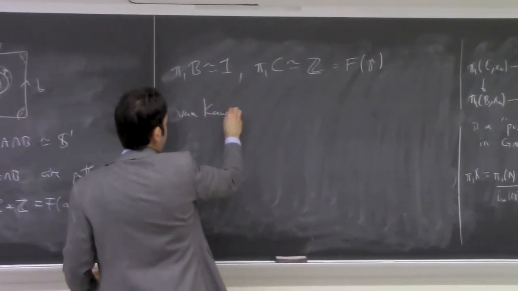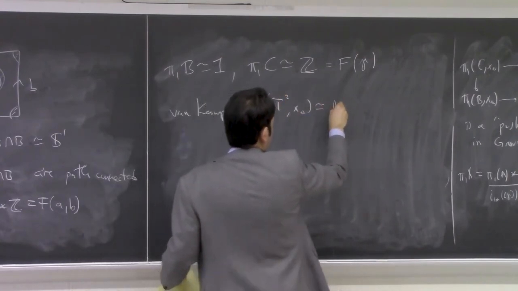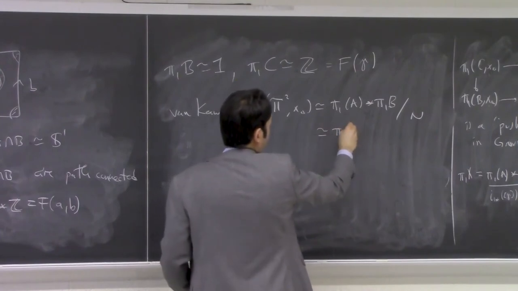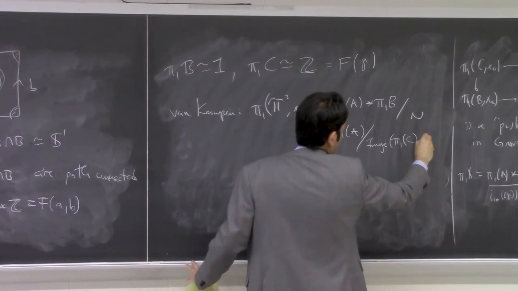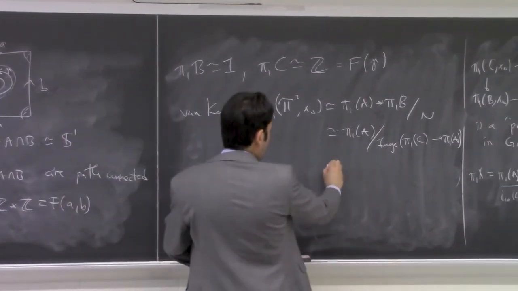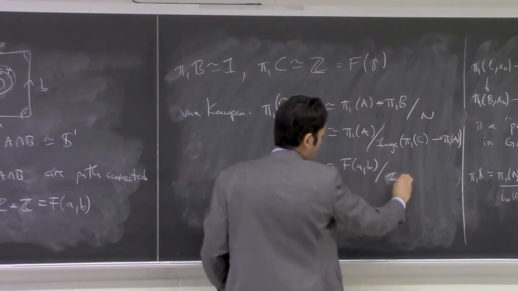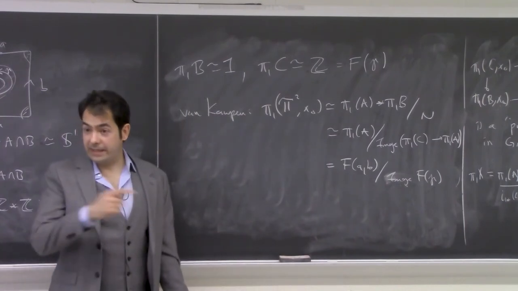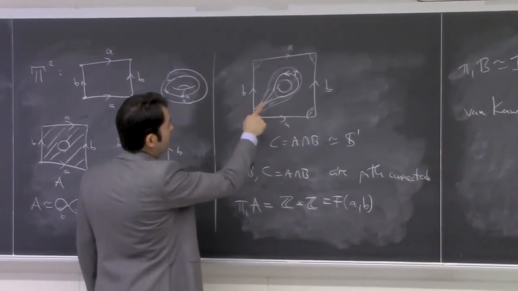So Van Kampen tells us that pi 1 of X, in this case the torus, is, well, first of all, pi 1 of A free product pi 1 of B mod out by the normal subgroup, but here that's just pi 1 of A, and the normal subgroup is just the image of pi 1 of C inside pi 1 of A. Right? And even better, that's the free group on A, B, and we're modding out by the image of the free group on gamma. Okay? So what I want to do is write gamma in terms of A and B. So what is gamma in terms of A and B?